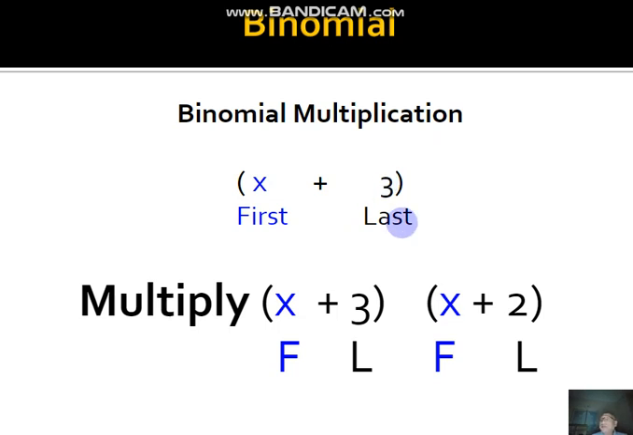We're going to learn how to multiply two binomials. X plus 3 multiplied by x plus 2. X here in the first binomial is the first term, and 3 is the last. X here is the first term in the second binomial, and 2 is the last term in the second binomial.